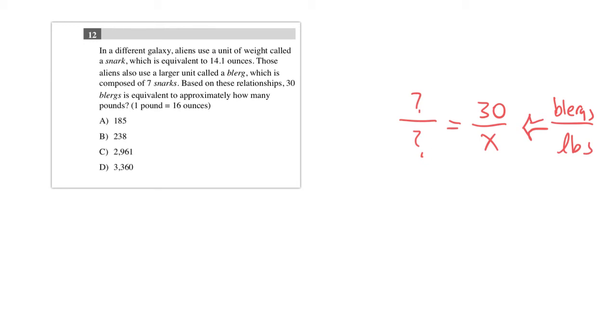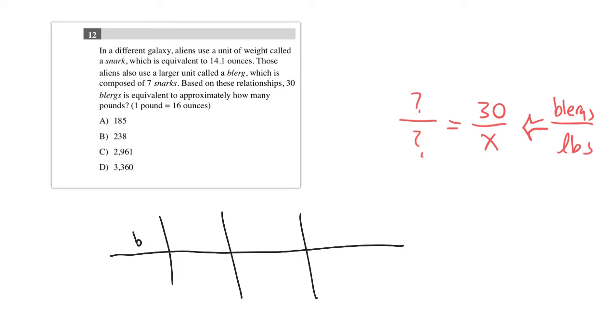So I'm going to go ahead and recognize that ultimately we want the word blurgs up top because we're going to try to construct a fraction that has blurgs up top and pounds down below. So we put the word blurgs up top and take it from there. Let's just see what happens here. So we have the fact that a blurg is equal to 7 snarks. So I'm going to write 1 blurg corresponds with 7 of these things. Now we don't want the word snark in there. So we're going to write snark up here because we're going to want that word to cancel.